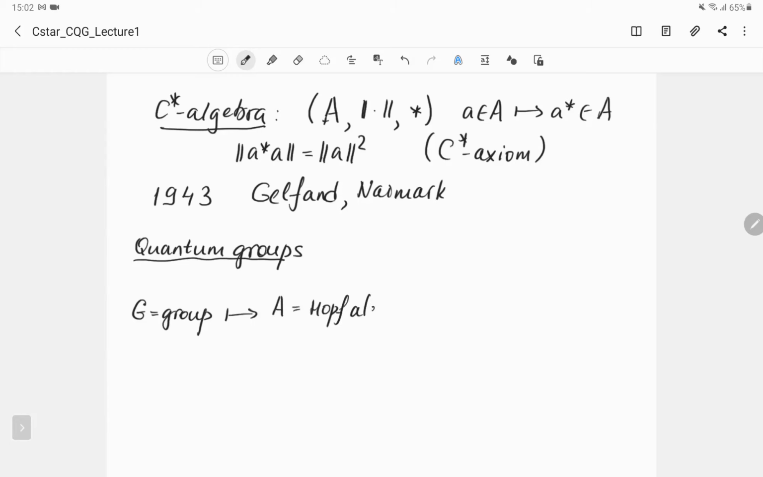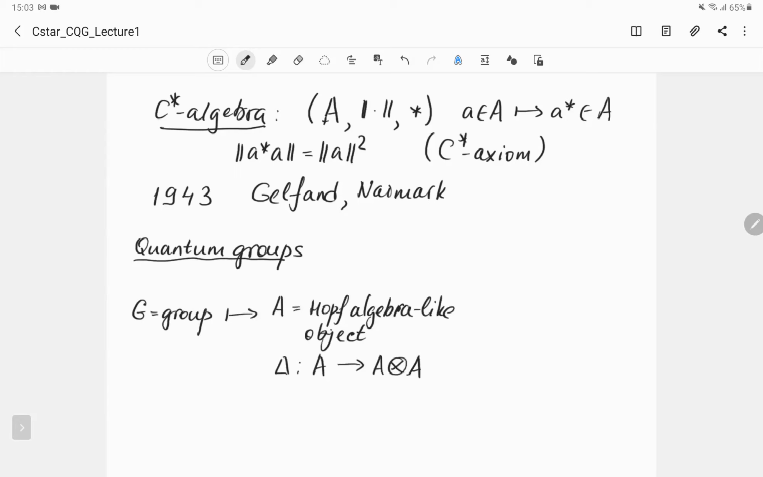The Hopf algebra-like object, which is associated to our group G, and which normally contains all essential information, or maybe almost all essential information about the group. Usually this is an algebra equipped with some additional structure. In particular, it has so-called co-multiplication, which is a homomorphism delta from A to the tensor product, A tensor A.